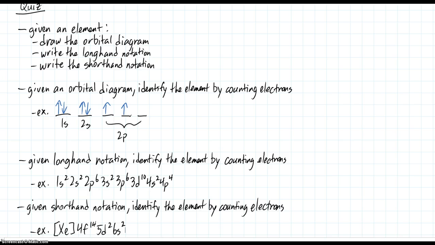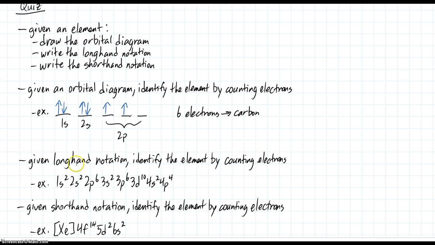We can also think about taking each of those pieces of information and going in the opposite direction. So for instance, if we could be given an orbital diagram and asked to identify the element, here we would do that by just counting electrons. So in the example that is shown, we have 6 electrons, and so we could look up on the periodic table that 6 electrons corresponds to carbon.